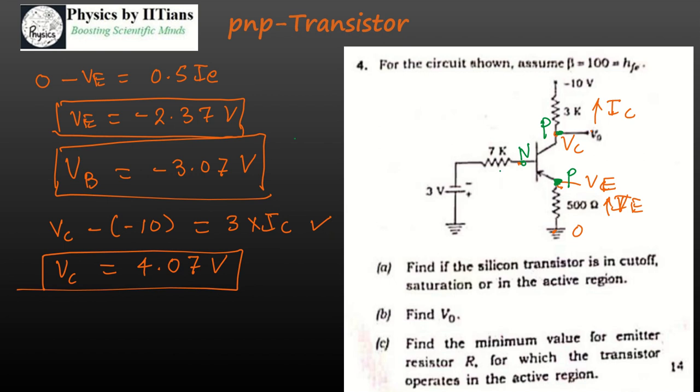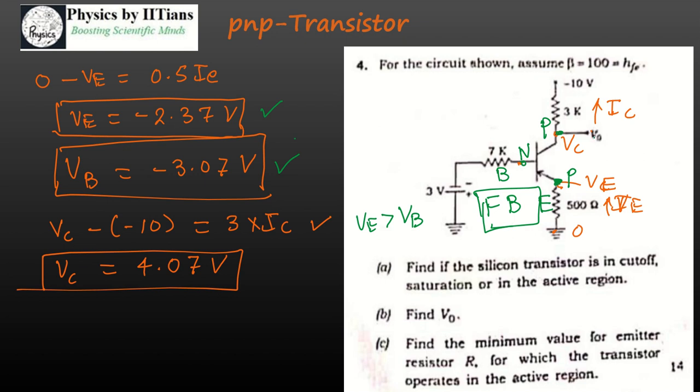If we consider the base and emitter junction only, the emitter voltage is negative 2.37 and the base voltage is negative 3.07. That means the emitter voltage is more than the base voltage, and from this we can say that the emitter-base junction is forward biased.